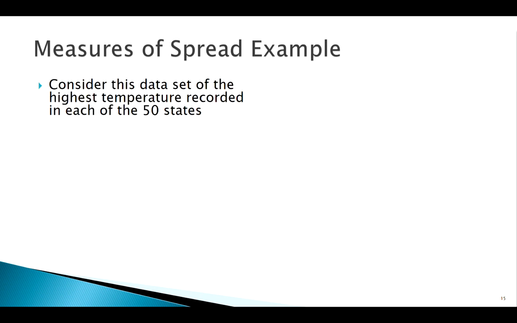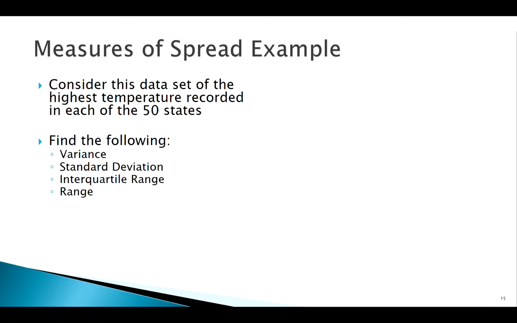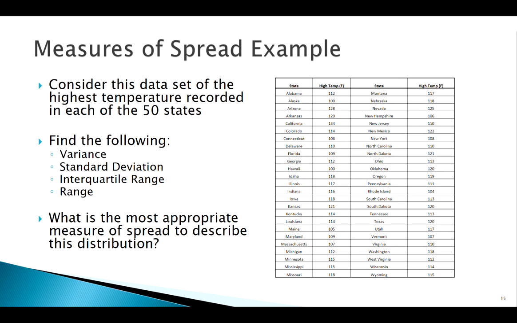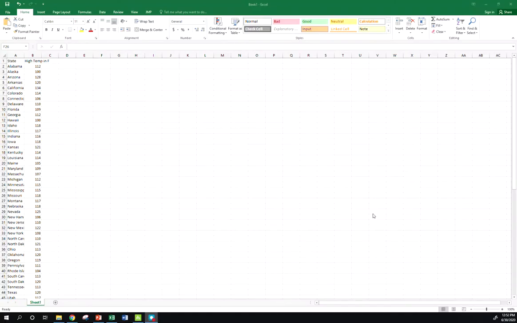Okay, welcome back. So let's once again revisit the data set that we've seen before of our high temperatures to demonstrate finding these measures of spread that we've been talking about. So we're going to look at our high temperature data again, and let's take a look at this over in Excel. So let's start by finding kind of our more rudimentary levels.